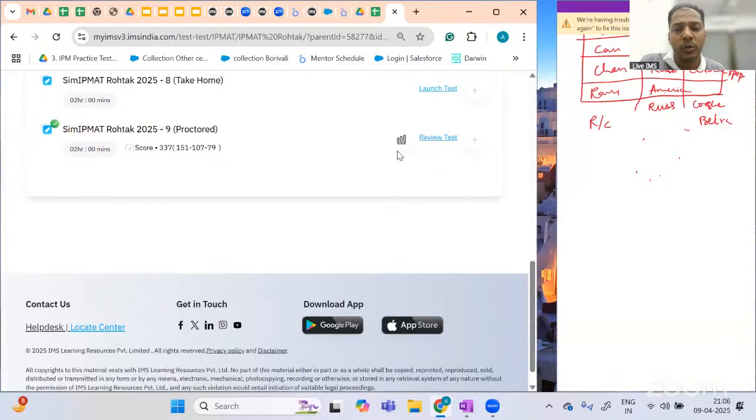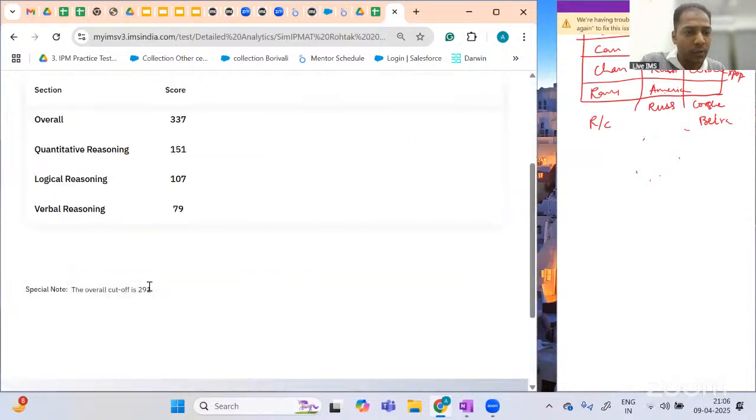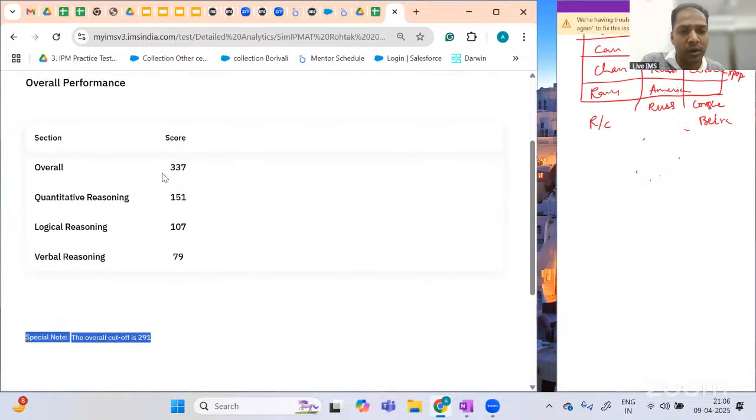So when I go to the analytics of my test, I'll be able to see the cutoffs and I'll see if I've cleared the cutoff or not. So the cutoff of this test was 291. I have secured a score of 337. Quant was my strength, so I scored very high on the QA.